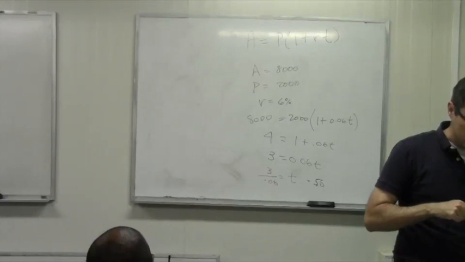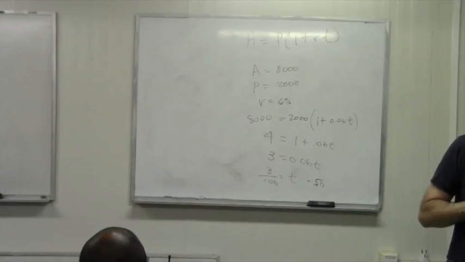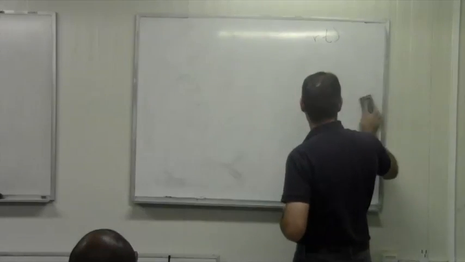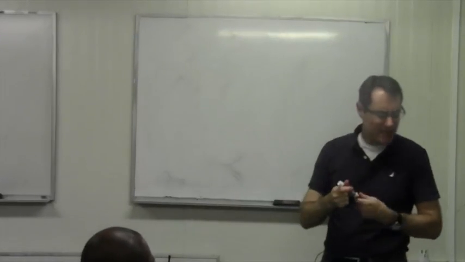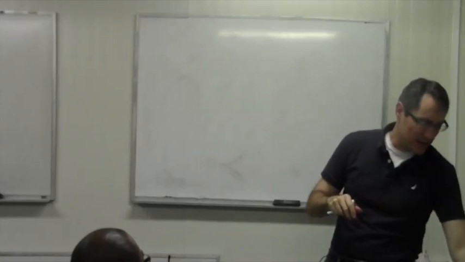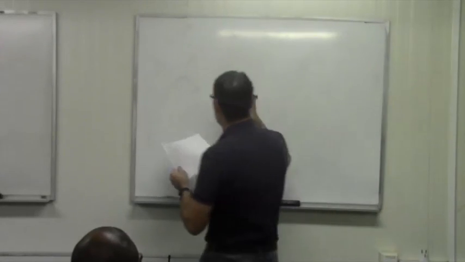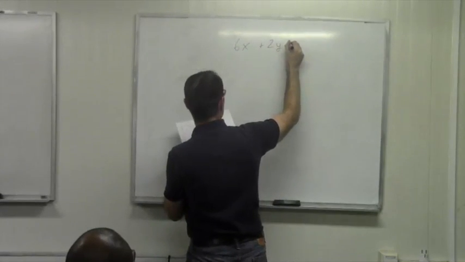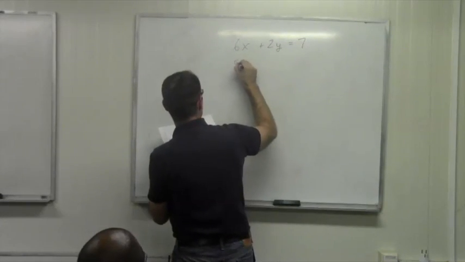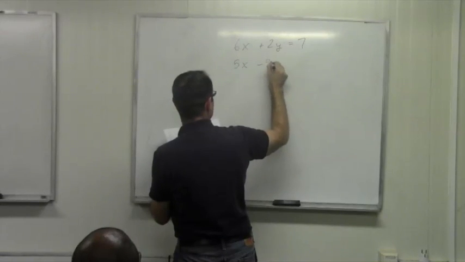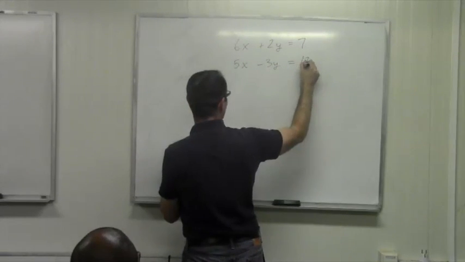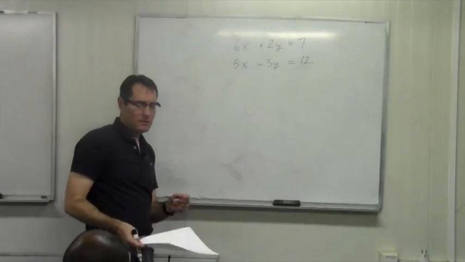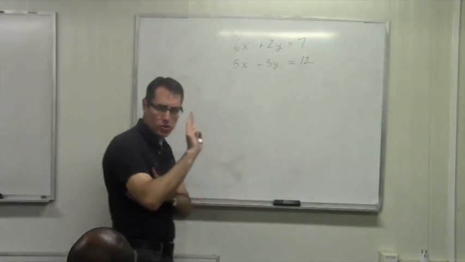Okay? All right. You may see a question like this. We had one of these on the last quiz, and a bunch of you guys were flummoxed by it, right? 6x plus 2y equals 7. 5x minus 3y equals 12. Solve for x and y. Okay? Remember, there's two ways to do this.